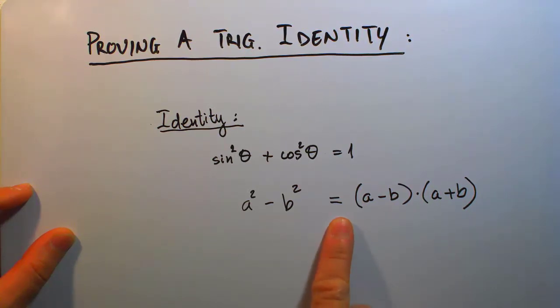So the idea, again, is that an identity has two sides as two expressions with variables, and the identity guarantees that the two expressions on the left-hand side and the right-hand side are always equal, regardless of what values we're substituting in for the variables.